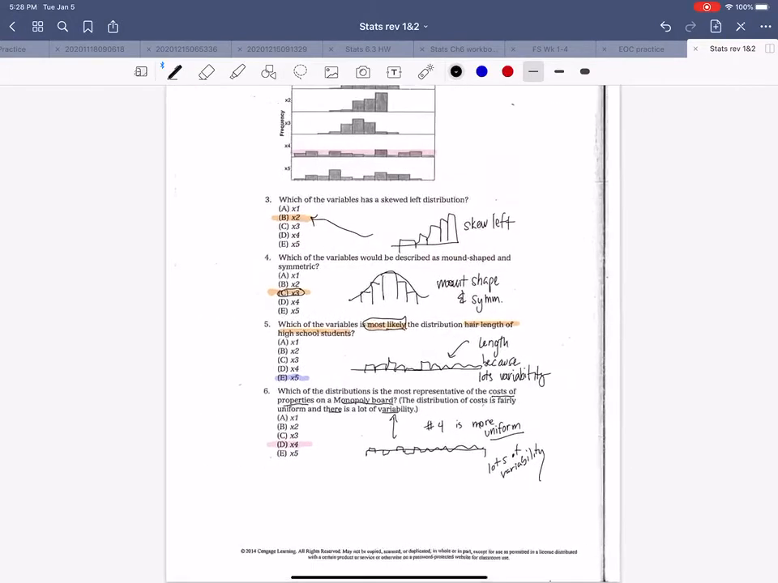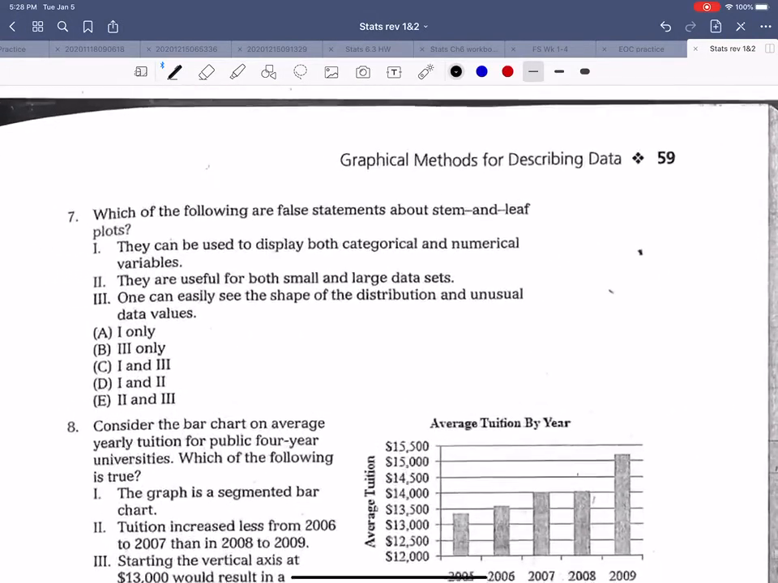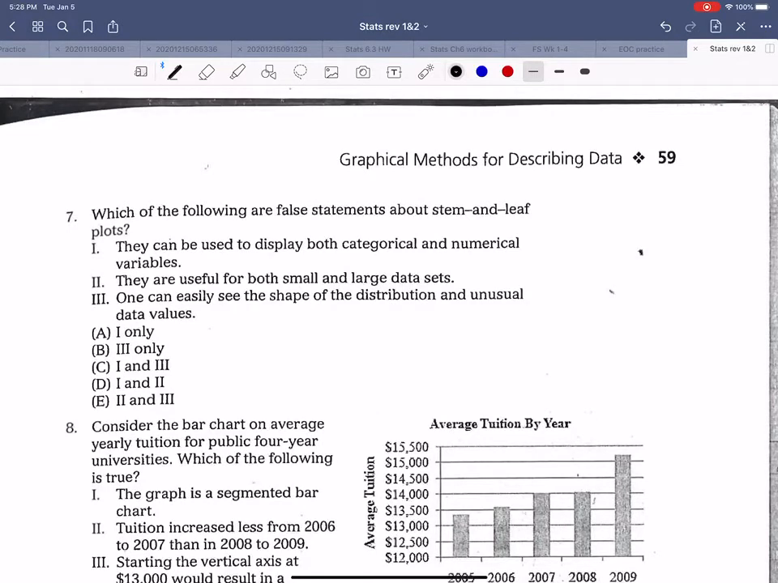Nice work. All right. Number 7, which of the following are false statements? So I'm specifically looking for false statements about stem and leaf plots. For this, you could kind of make an example of one. You could just Google one off the internet or just make a quick example. All right, so there's a stem and leaf plot.